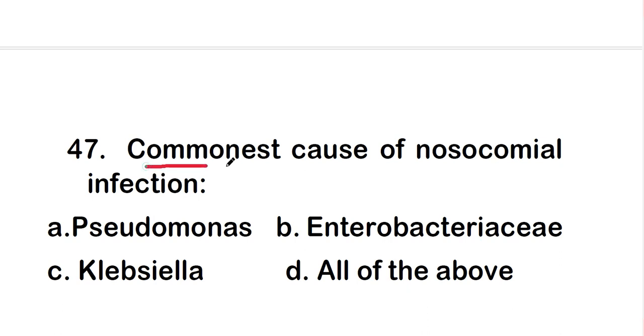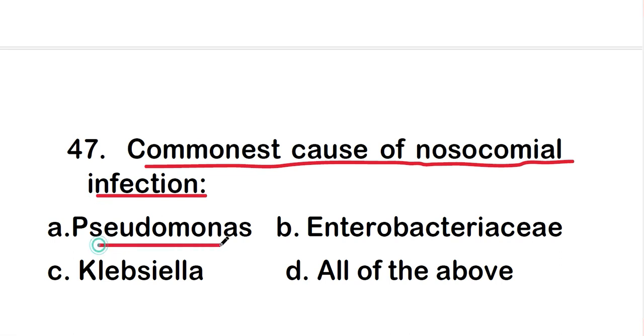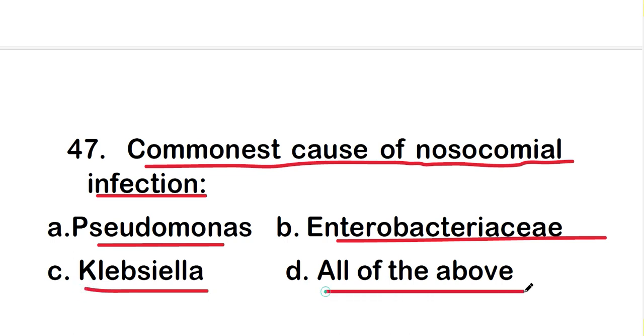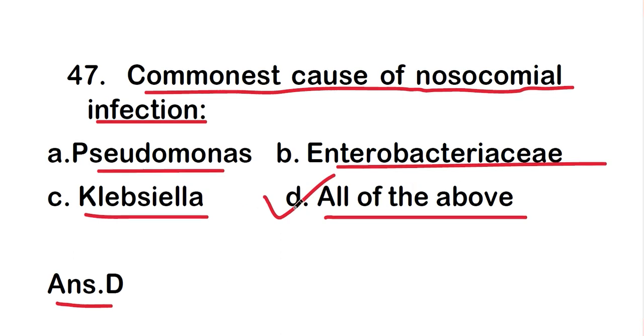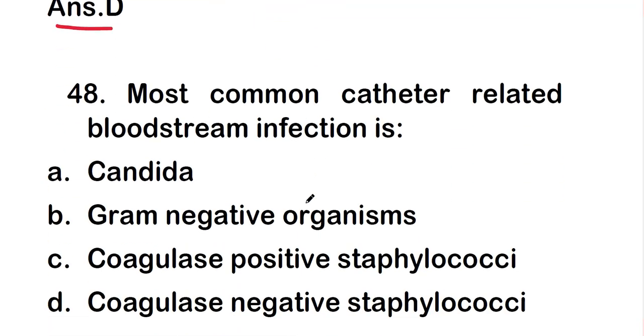Next question is, commonest cause of nosocomial infections is Pseudomonas, Enterobacteriaceae or Klebsiella or all of the above, and the right answer is option D, that is all of the above. So commonest cause of nosocomial infection is Pseudomonas, Enterobacteriaceae, Klebsiella, all of the above. Okay, so move on to the next question.